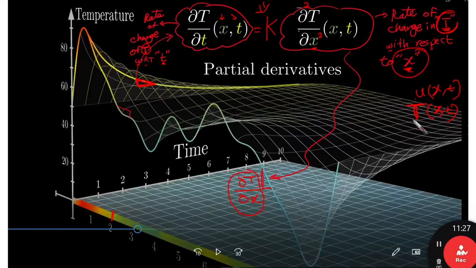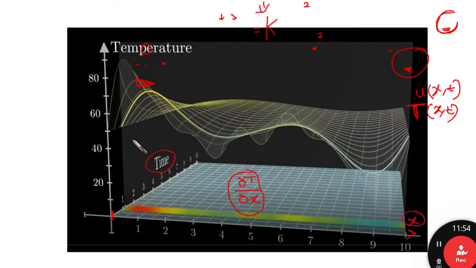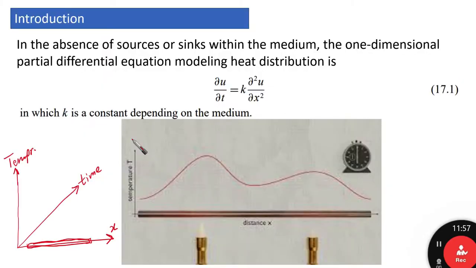So now we could understand that there is a rate of change along time, and there is a rate of change along x as well, and both are going to be related together. So this is the important part that I want you to know for understanding our equation. So our equation, as I said, partial u partial t, we totally understood now.